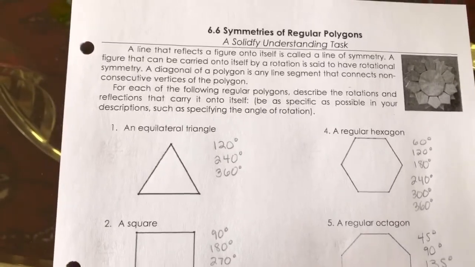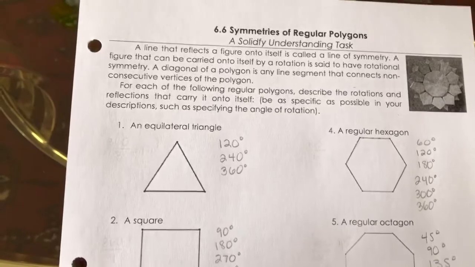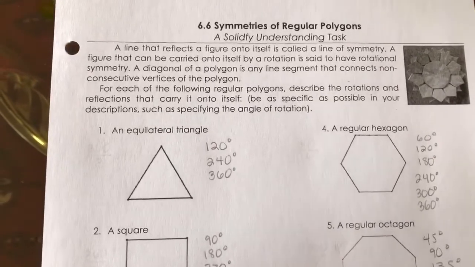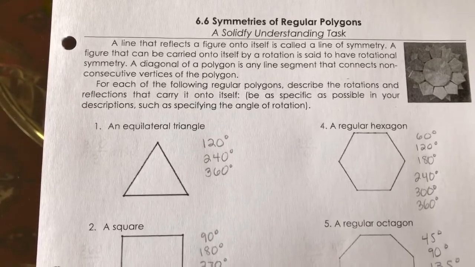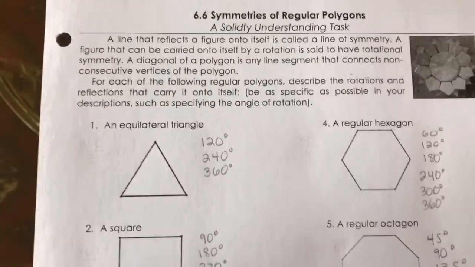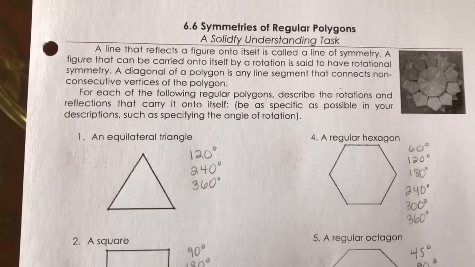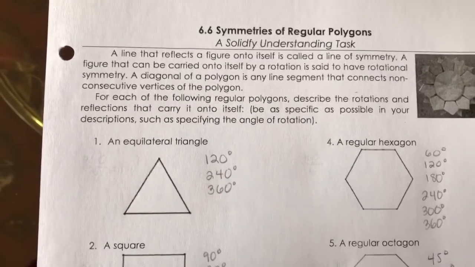So after I did my angles of rotation, the next thing that I wanted to look at is the reflections that they're referring to. So they're talking about how a line, when it reflects onto itself, we call that a line of symmetry. So right now I wanted to look at the lines of symmetry on each of these figures.